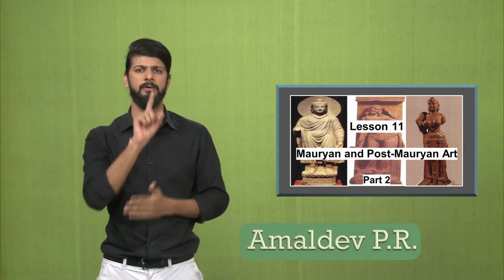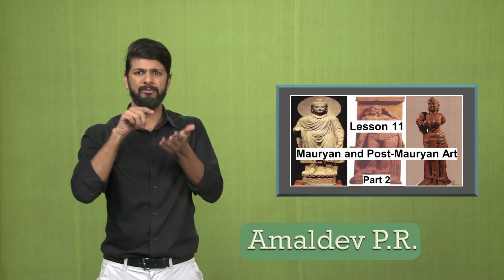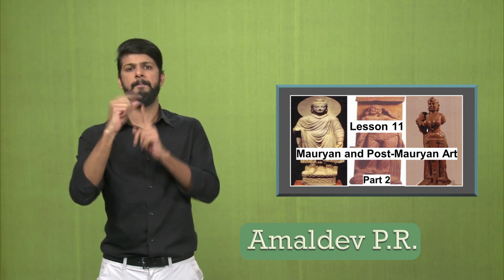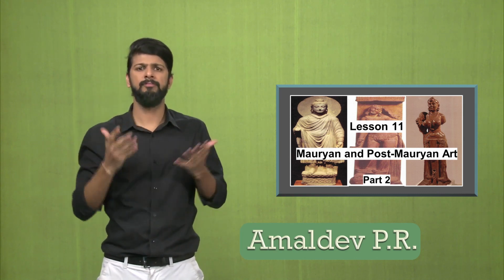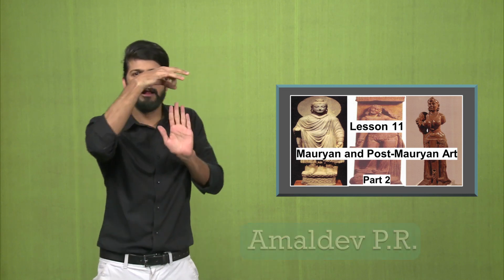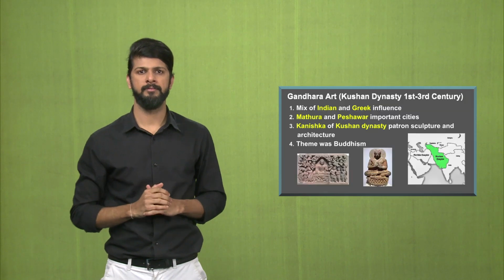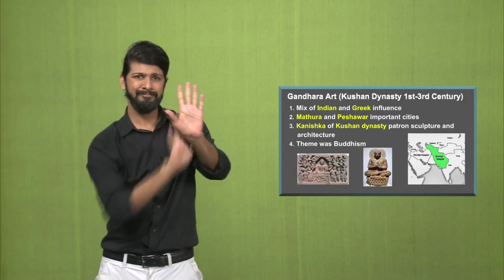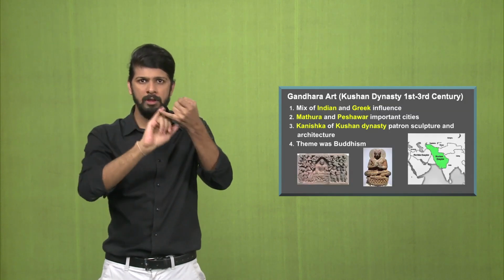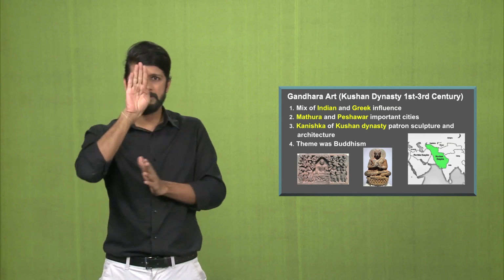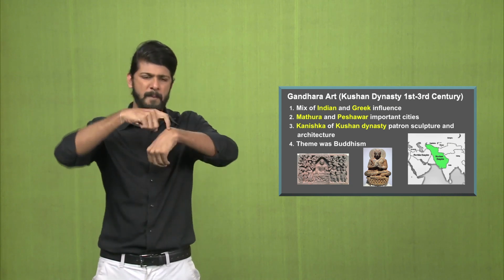This is lesson number 11, Mauryan and post-Mauryan art, part 2. Now, we will start discussing the background of the origin of Mauryan sculpture. First is the Gandhara art. This was during the Kushan dynasty.